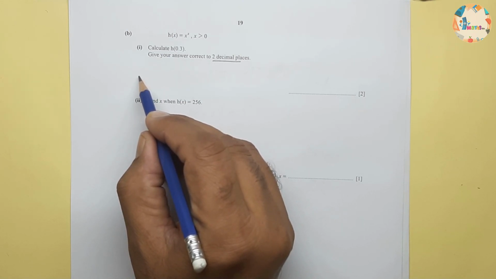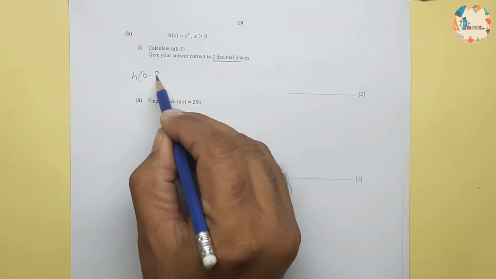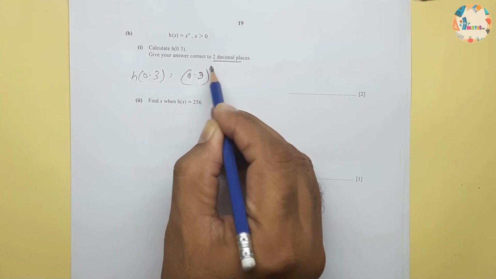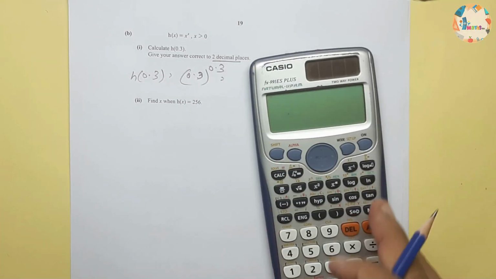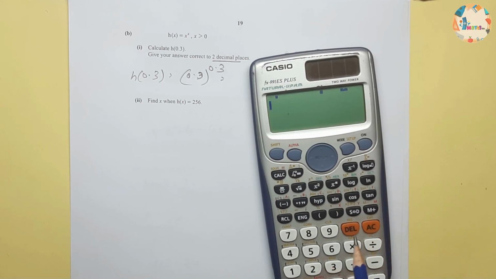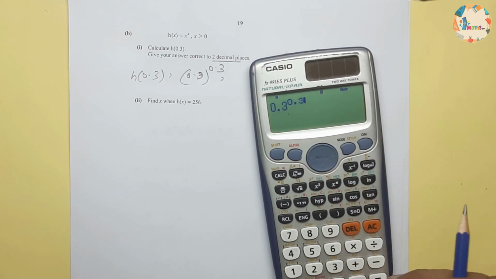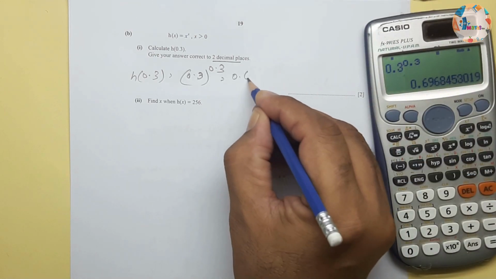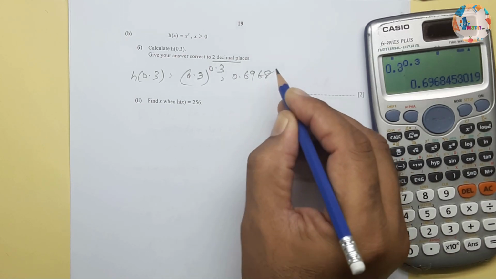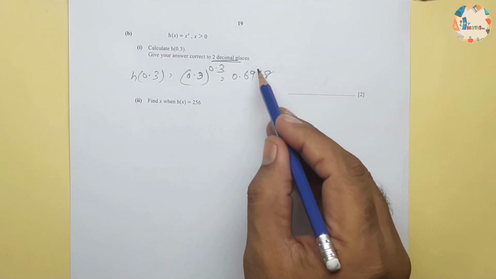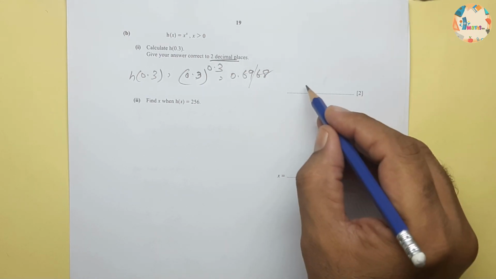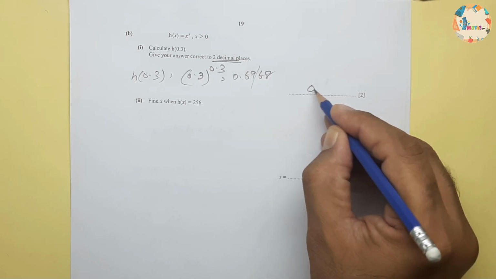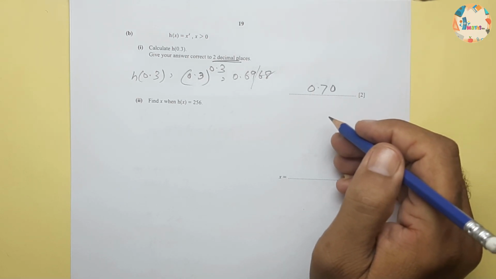So we can write h of 0.3 will be equal to 0.3 whole raised to the power 0.3. We can use a calculator to find this. 0.3 raised to the power 0.3 will be equal to 0.6968, and up to 2 decimal places we have to round it. This will change to 10, so it will be 7. So 0.70 will be our answer.